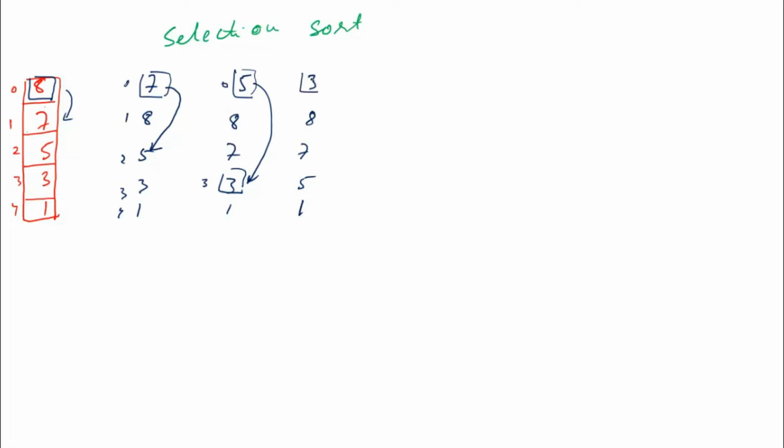Now again the 0 position. Now the 0 position contains 3, and the last position is the fourth index. It is checked with this, whether it is greater or not. Yes, 3 is greater than 1, so it will swap here. Now it is 8 7 5, and this 3 will be here.